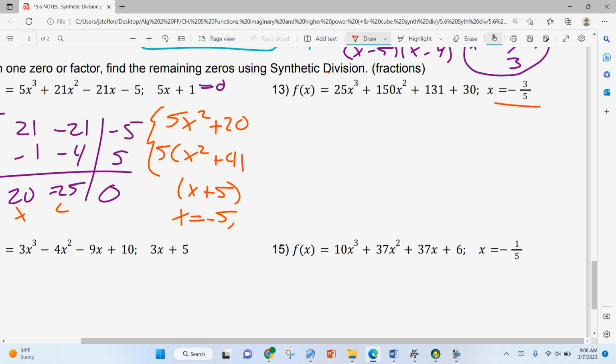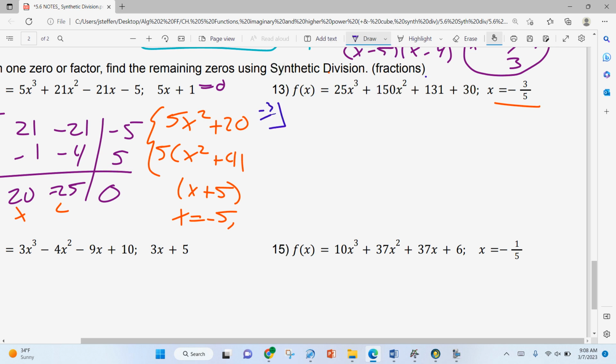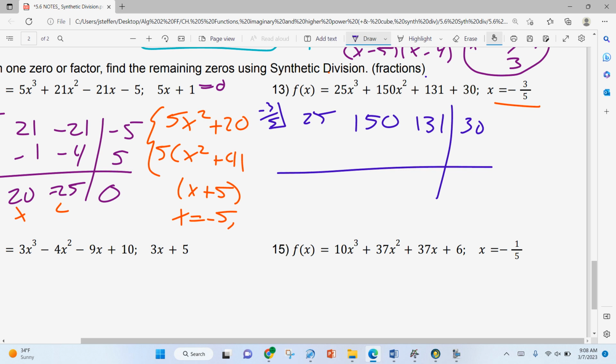So I give you your x is -3/5. Change color so we don't get confused. So we have 25, 150, 131, and 30. Definitely be ready to use your calculator for this one, because this fraction is from the last one, because you have 3/5 instead of 1/5. So drop your 25 straight down. -3/5 times 25 is 15, question mark. $150 minus 15, 135.